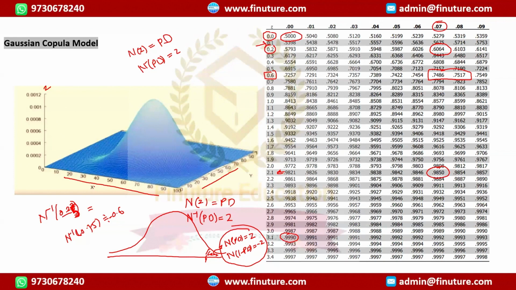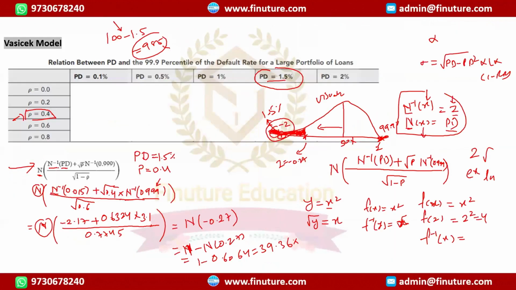N of probability is equal to Z. N of 1 minus PD is equal to minus Z. N of probability distribution is Z. So for probability distribution, for example, 0.74 is 0.67. But when you want to take N of 1 minus that, I think I got the point to an extent. So this is something to be careful about when you calculate the Z value.